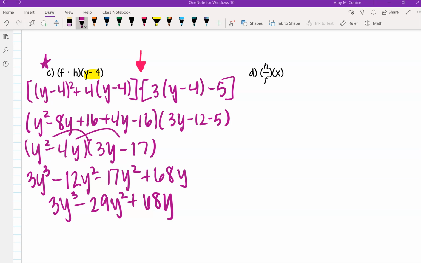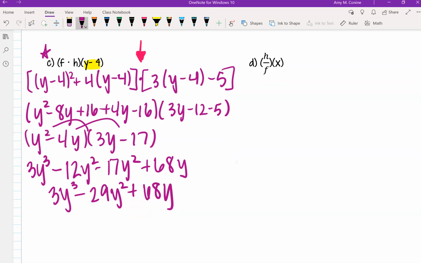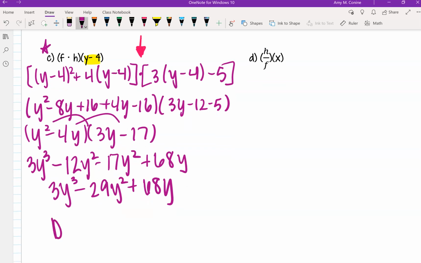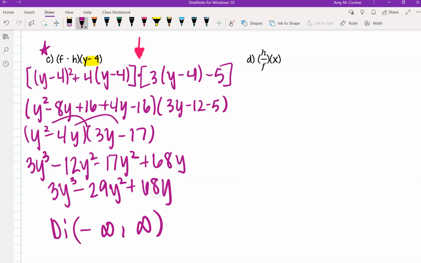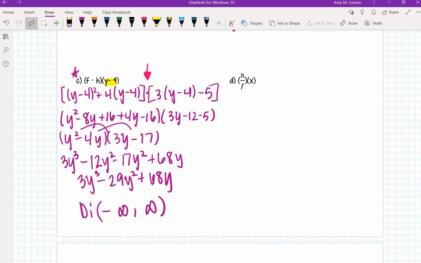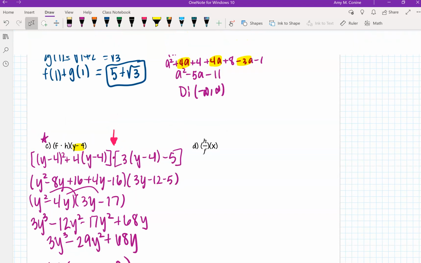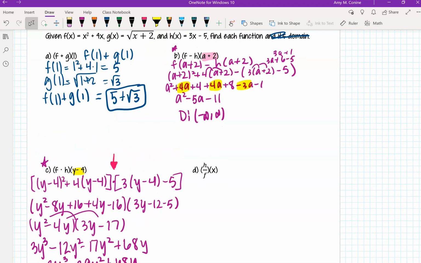All right, so I got 3y cubed minus 29y squared plus 68y. So hopefully you got the same thing. If not, we can talk about it. So the domain, if I was going to do this, would just, again, be all real numbers. And again, we will do that in another section. I just want to make sure you see that you can find your domain for each of these. So then we have one final one. We have the quotient h over f, and then it's just of x. So we're just plugging in x. We should just have 3x minus 5 over x squared plus 4x.